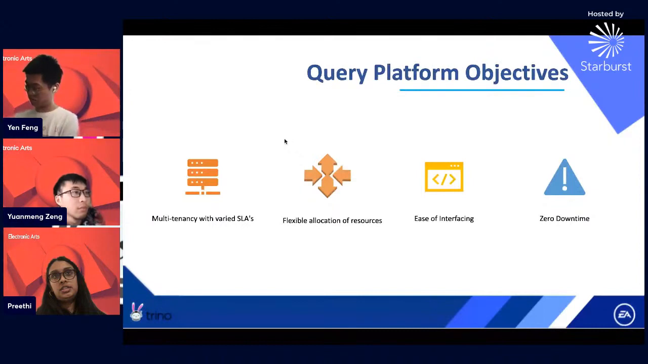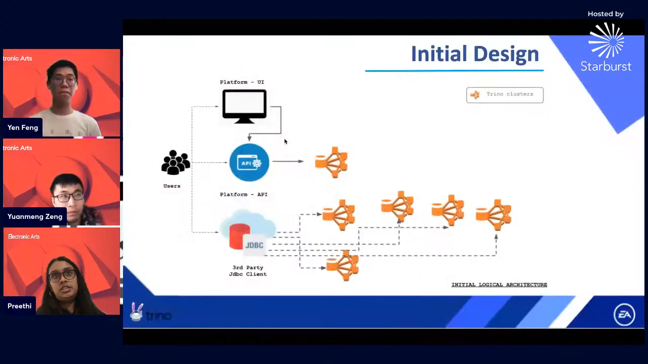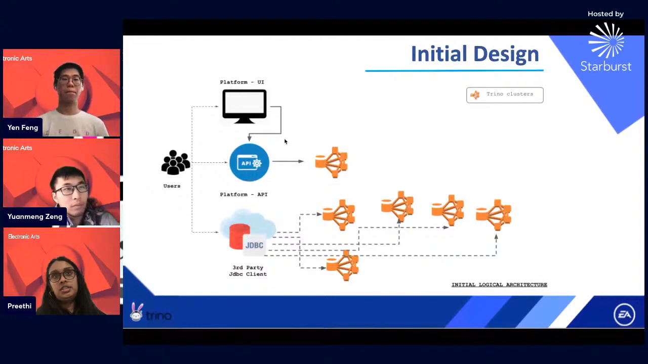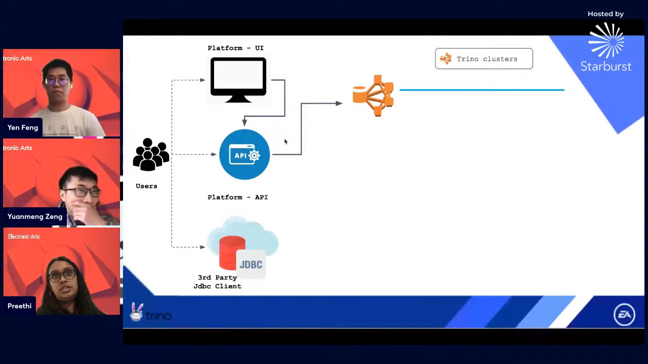Having said that, let me jump into the overall design in order to achieve these 4 main objectives. So initially, when we started off with designing our platform, we had a platform UI, we had a platform API, and users also used third-party JDBC clients to access these Trino clusters. In the case of the API, it was okay to put a standalone Trino cluster behind the API and have queries routed to that cluster. Before you know it, every team wanted guaranteed resources, or wanted their queries to meet certain SLAs.